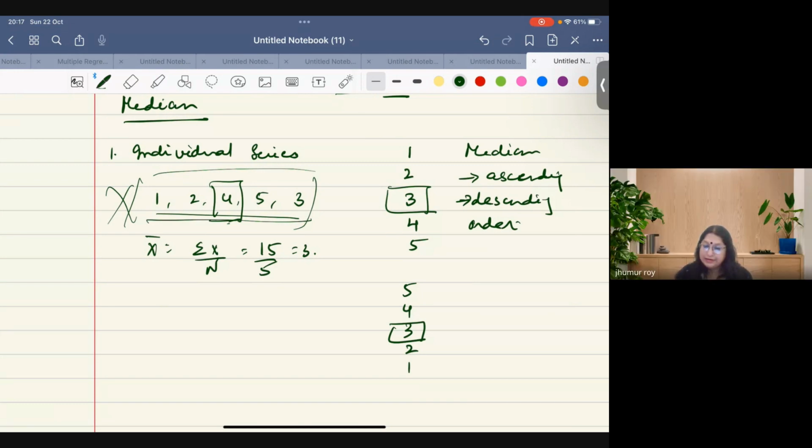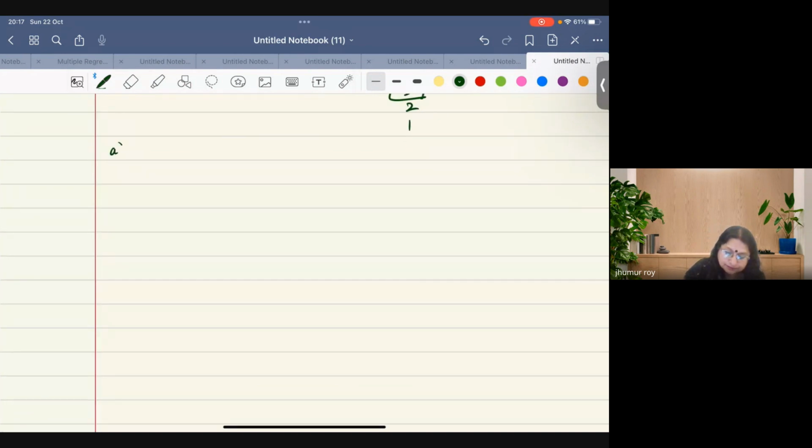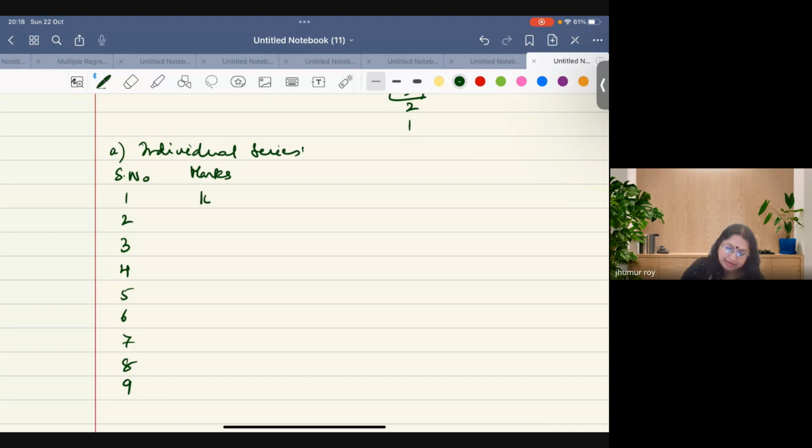So now we come to the first method, which is called individual series. We'll write serial numbers: 1, 2, 3, 4, 5, 6, 7, 8, 9. And the marks are given as 10, 20, 30, 40, 50, 60, 70, 80, 90.